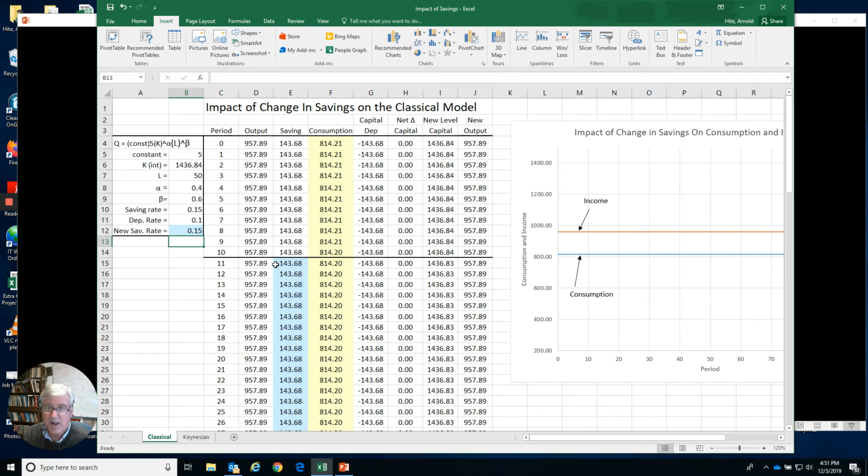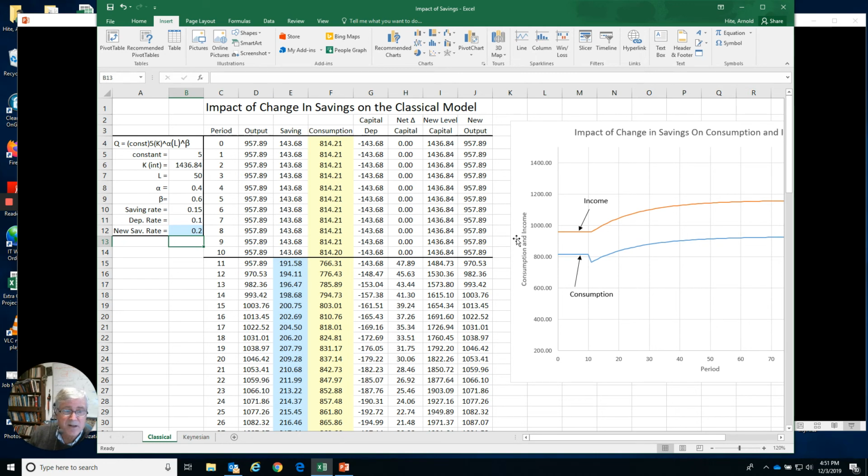Now, I've set this spreadsheet up so that I can change the savings rate, and the change occurs in period 11. So let's save a little more, just like we did in the other one. Let's save 20% and see what happens. You'll notice that when we save more, consumption goes down at first, but then it grows to a higher level than before. You can see it right in here. So what happened is people save more, so their savings increased, and of course their income was the same. So when they saved more, they consumed less.